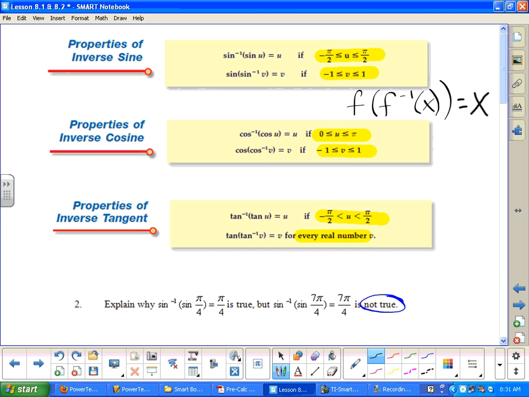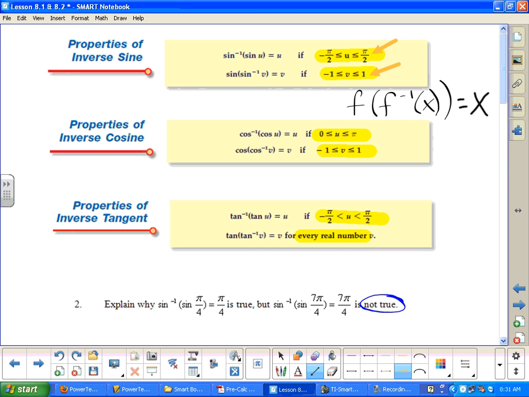So you'll notice that this says the inverse sine of sine of u is equal to u. Or the sine of inverse sine of v is equal to v. Now, the only difference is that we have restrictions here and here. All right? We still have our restrictions that when I do the inverse sine of a value, I have to get an answer between negative pi over 2 and pi over 2. If I do the sine of an angle, then I need to get a number between negative 1 and 1.